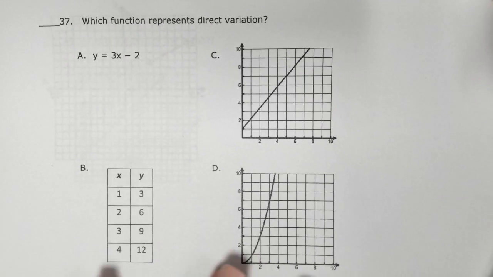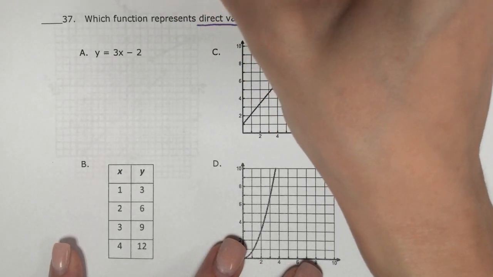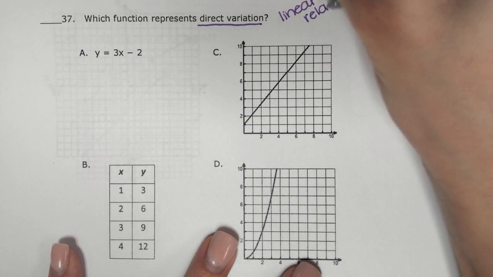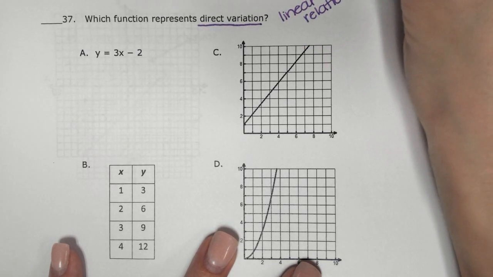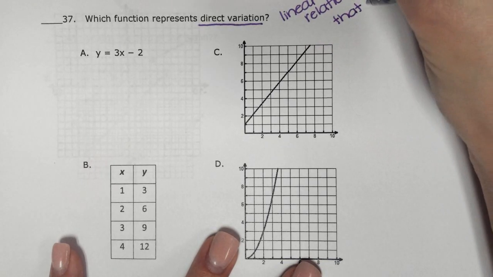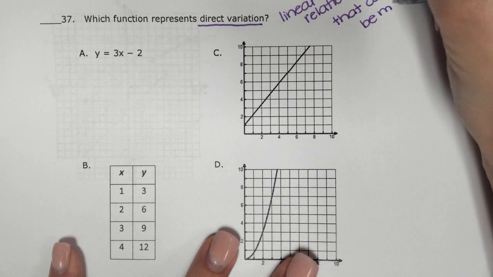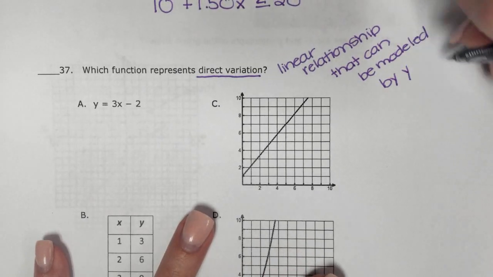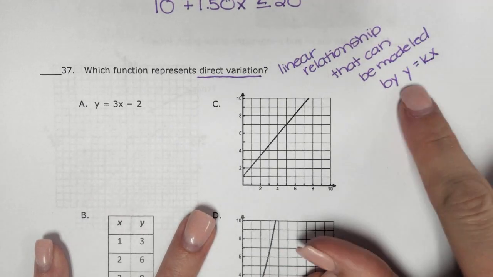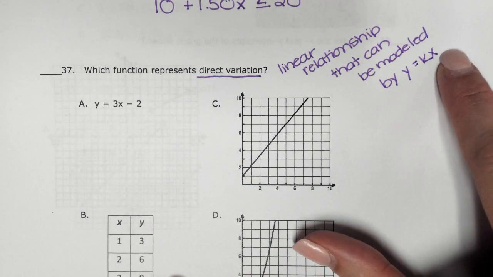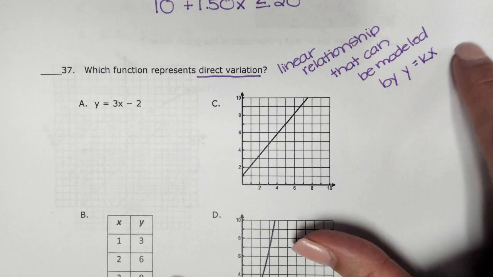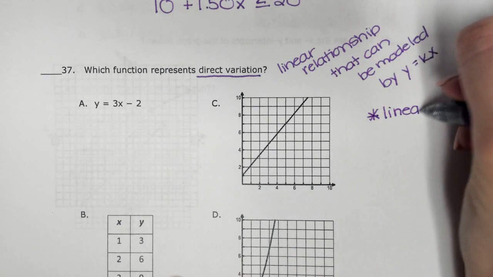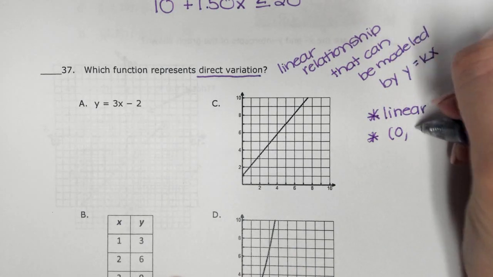Which function represents direct variation? Direct variation is a vocab word. It's a linear relationship that can be modeled by y equals kx. Okay? So the reason why it can be modeled by y equals kx is because it has to go through the origin. It's linear and goes through 0, 0.